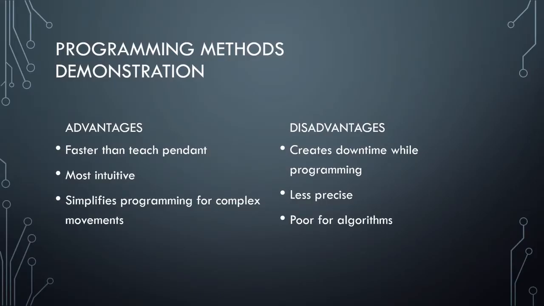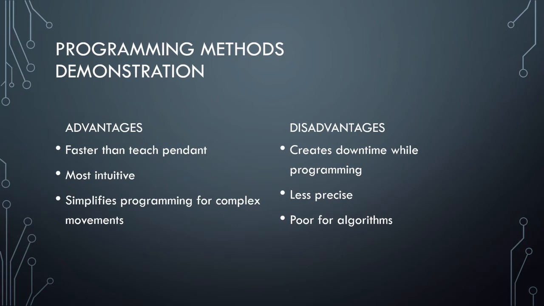So I mentioned that the demonstration programming method was similar to a teach pendant, but one of the advantages is that it can be much faster. You're not trying to step it through those little increments. It can also be a lot more intuitive. So instead of trying to figure out what's your X plane, what's your Y plane, what is Z, and trying to get the robot to move in that position, it's a lot easier to manipulate into that position. So it's a lot more intuitive than either of the previous two programming methods that we've talked about.